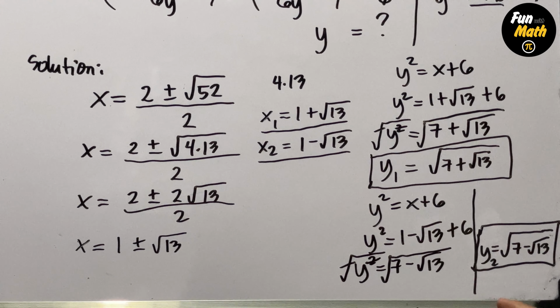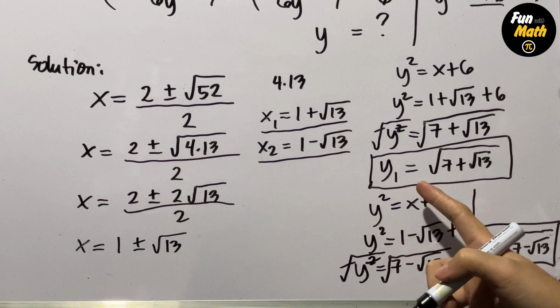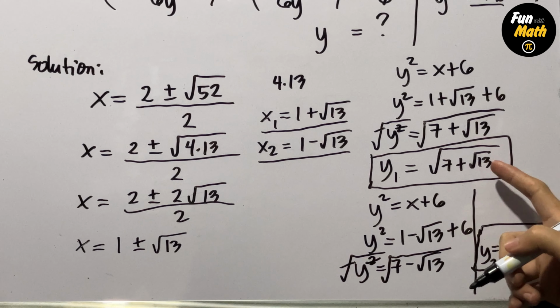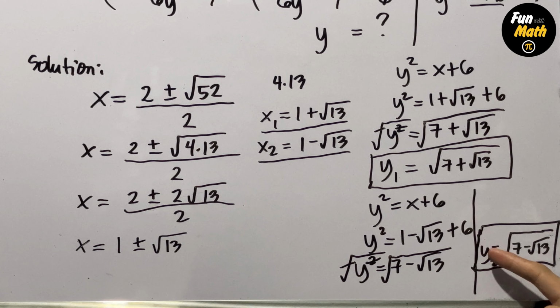So all the values of y are now complete. So again, y sub 1 is equal to square root of 7 plus square root of 13. Y sub 2 is equal to square root of 7 minus square root of 13.